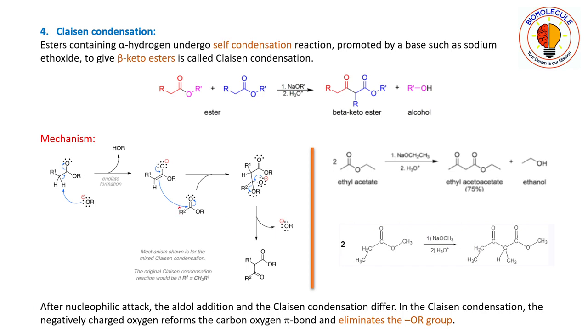So if this R2 group has alpha hydrogens, then the mechanism is that of simple Claisen. If R2 does not contain any alpha hydrogen atom, then the mechanism is that of mixed Claisen. Okay, so now after nucleophilic attack, the aldol addition and the Claisen condensation differ. So you can see over here, it is like that of aldol condensation only.